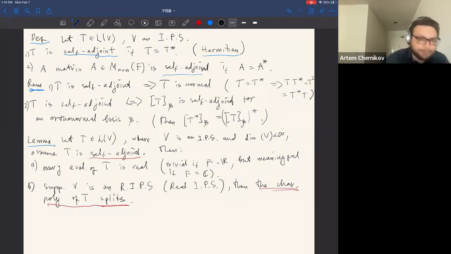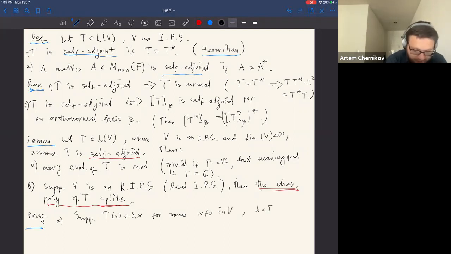So let's try to prove it. So proof. So let's check A first. Okay. So A. So suppose we have an eigenvalue. So let's say we have that T of x is equal to lambda x for some x non-zero in V and some lambda a scalar in F. Okay. So suppose we have an eigenvalue, right?